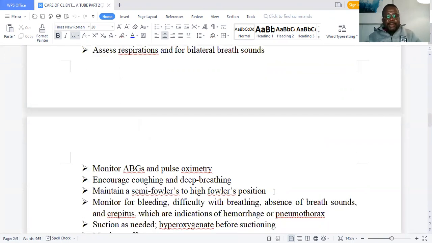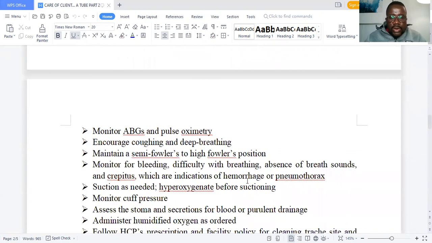Encourage coughing and deep breathing, maintaining semi-Fowler's to high Fowler's position. Okay, you have to maintain that. Monitor for bleeding, difficulty with breathing, absence of breath sounds and crepitus, which are indications of hemorrhage and pneumothorax. Yes.